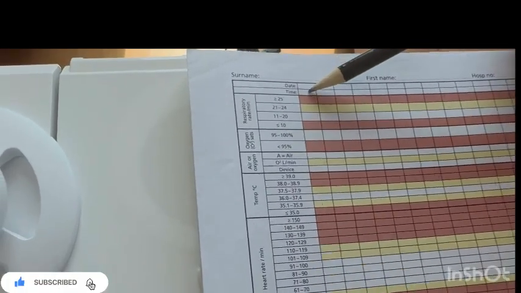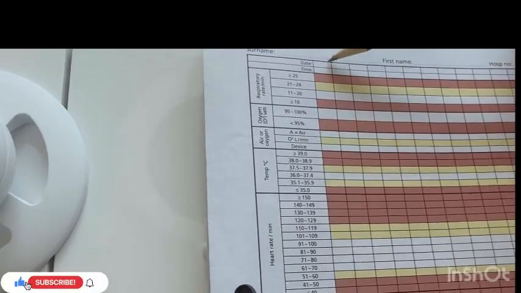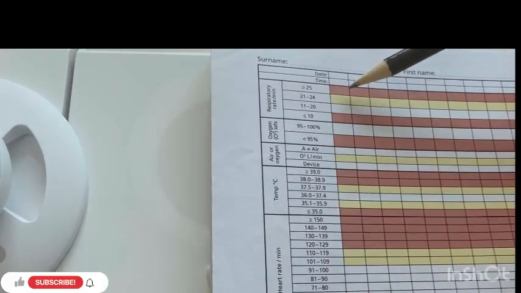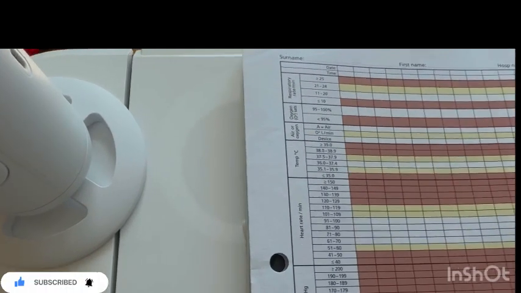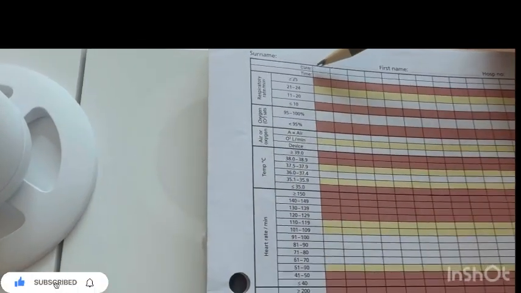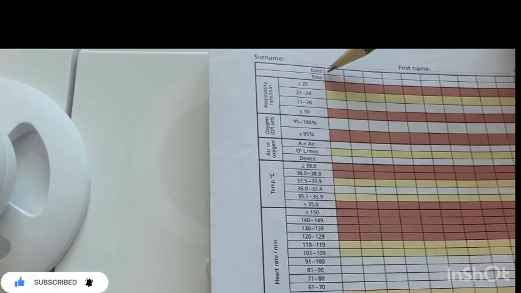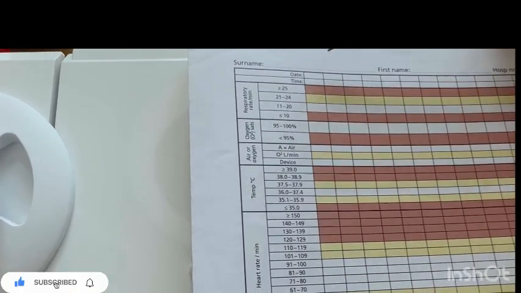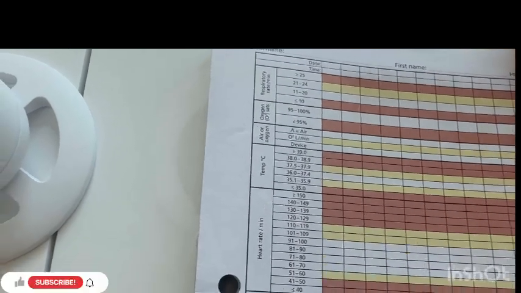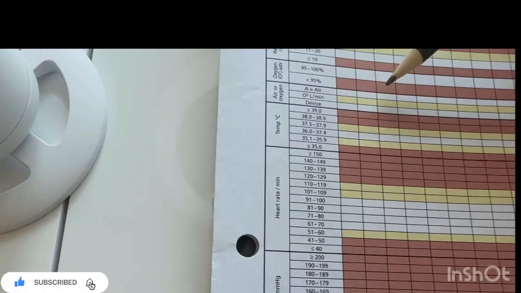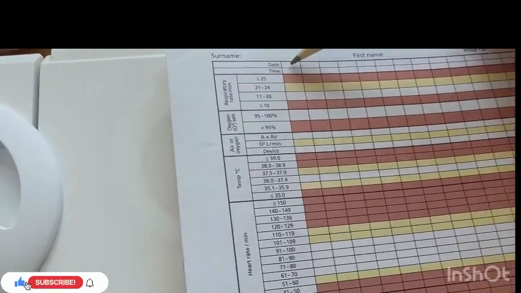There is date and time, so you have to always date it and then time it. It's unfortunate that most candidates go back because they forget to write the date and time. I ask myself why, even though that is the first box you see. I'm sure sometimes examination nervousness and pressure makes people want to go quickly straight into charting their observations. But always remember to put the date and the time.